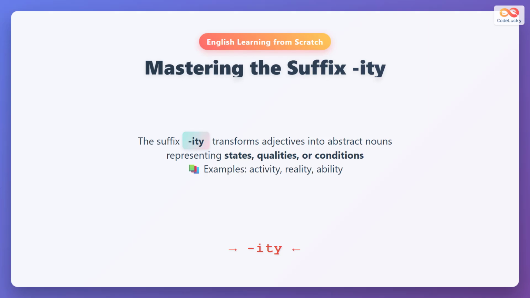The suffix ity transforms adjectives into abstract nouns. These nouns represent states, qualities, or conditions. For example, activity means the state of being active, reality means the quality of being real, and ability means the capacity to do something.